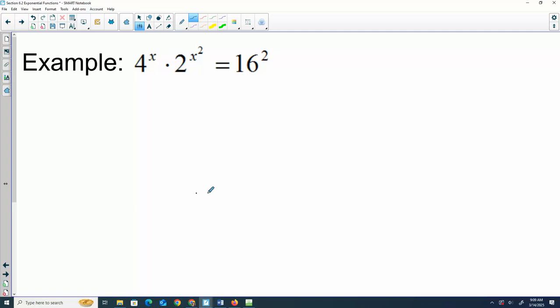Right. It's different because I have two things over here. Can I just multiply those and say, oh, that's 8x cubed? No. In order to multiply, you have to add the exponents, but that only works if the bases are the same. So I can't multiply my 4 and my 2 yet, but what could I do to those?